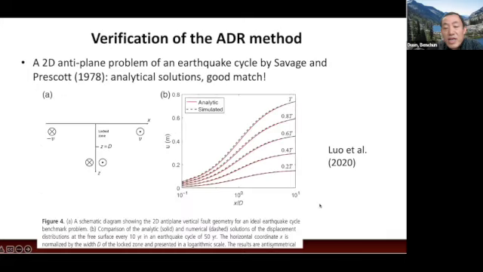This is a verification of using the dynamic solver to solve a static problem. This is a classical earthquake cycle problem for the anti-plane fault. So this shows the result here. That line is from our simulation with our EQdyna-based solver, for the quantitative problem at different times of the interseismic period up to the whole period. It matches pretty well with the analytic solution from the Savage and Prescott paper.